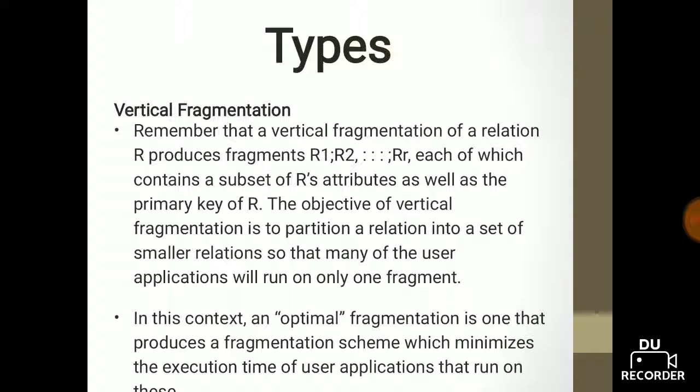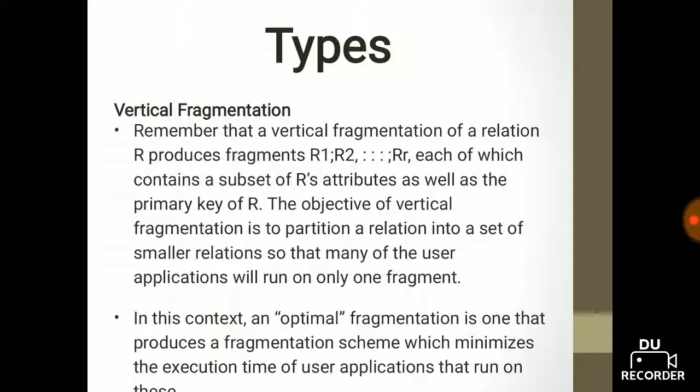What is vertical fragmentation? Remember that a vertical fragmentation of a relation R produces fragments R1, R2 to Rr, each of which contains a subset of R's attributes as well as the primary key of R. Vertical fragmentation has been investigated within the context of centralized database systems as well as distributed ones, and its motivation within the centralized context is a design tool which allows user queries to deal with smaller relations, thus causing a smaller number of page accesses.